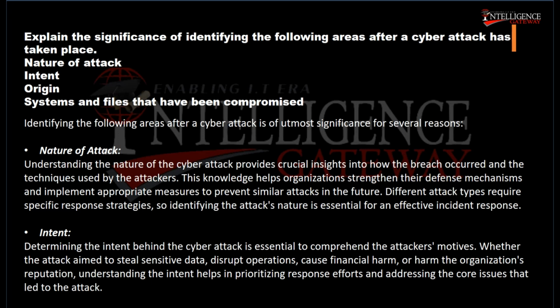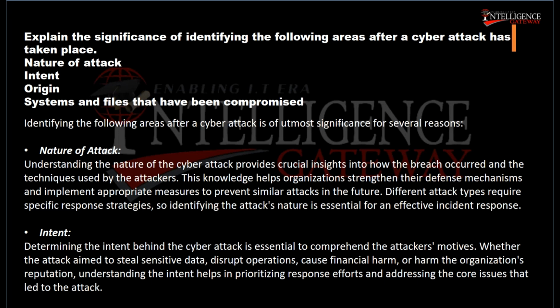Nature of attack. Understanding the nature of the cyber attack provides crucial insights into how the breach occurred and the techniques used by the attackers. This knowledge helps organizations strengthen their defense mechanisms and implement appropriate measures to prevent similar attacks in the future. Different attack types require specific response strategies, so identifying the attack's nature is essential for an effective incident response.